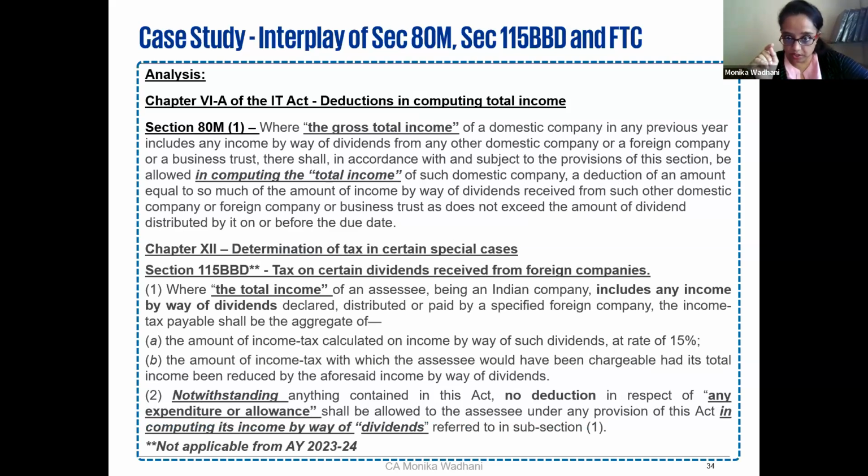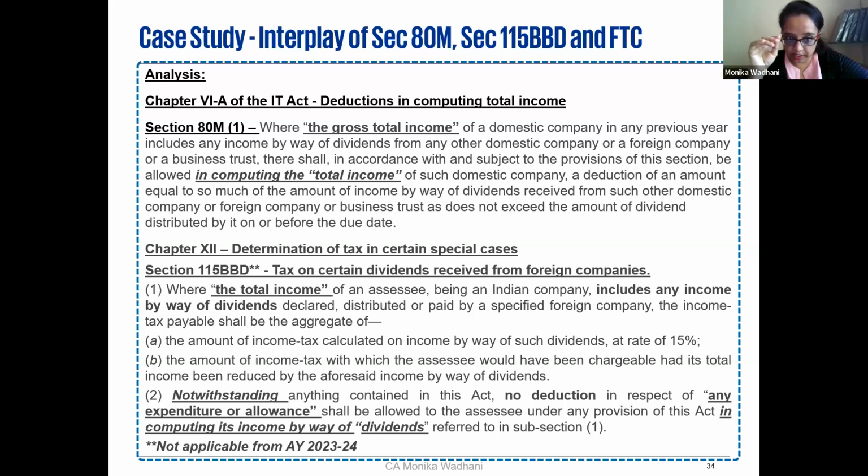Friends, with this, if we now go to the provisions of 115BBD and the language, 115BBD starts with where the total income of an SSC. So, where the total income of the SSC means there would be gross total income minus Chapter VI-A deduction. Then you come to total income.